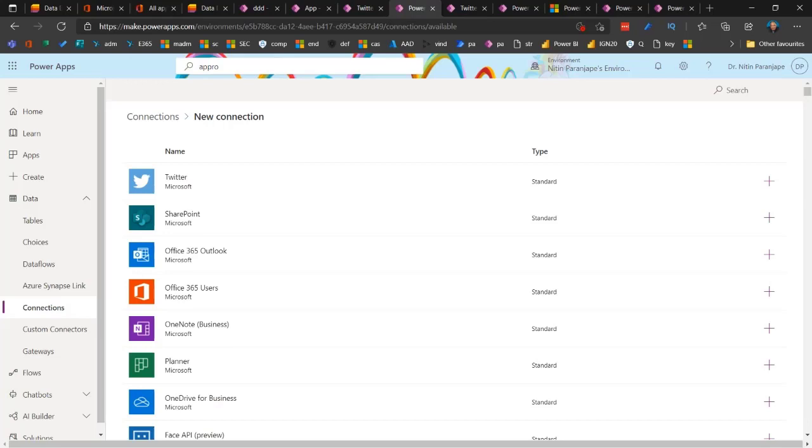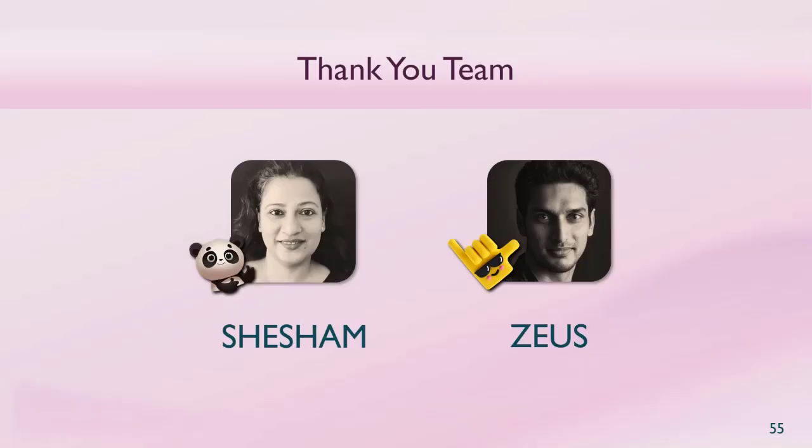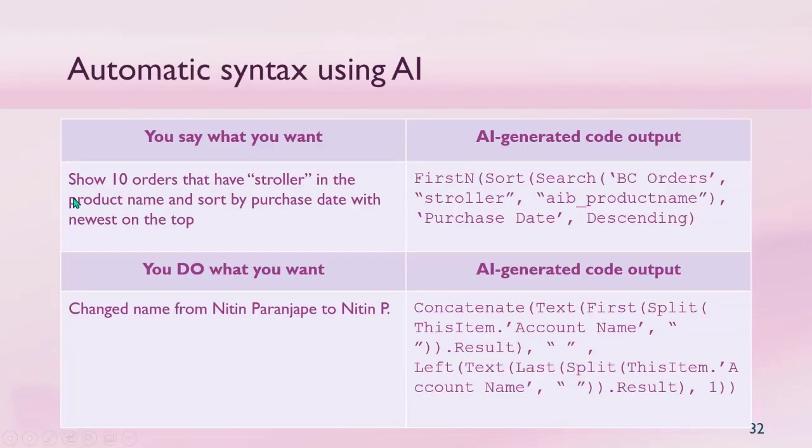For example, let me see if I can bring up the slide. You can actually type, like in Power BI and Excel, you can ask a question and it gives you a report as a result. I am saying, show 10 orders from whatever. The syntax of that is generated automatically. You say what you want, and it generates the syntax.